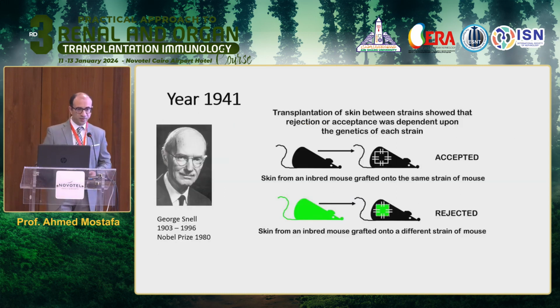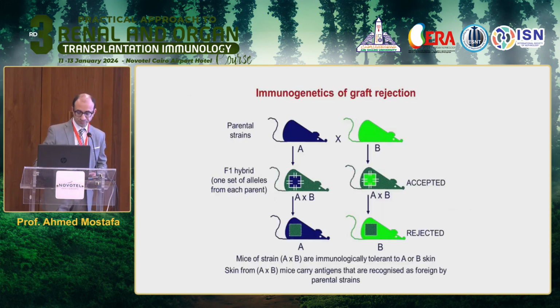And actually the field of transplantation started in early 1941 by the Nobel Prize winner George Snell, when he did some experiments on mice. Basically, he transplanted a skin graft from one inbred mouse to another, and it was accepted because they were of the same kind. But when he used a different kind of mice, the graft was rejected. He found this very interesting, so he started to play some games.